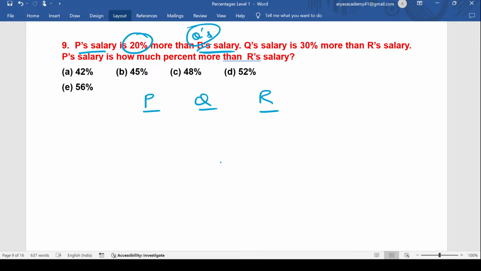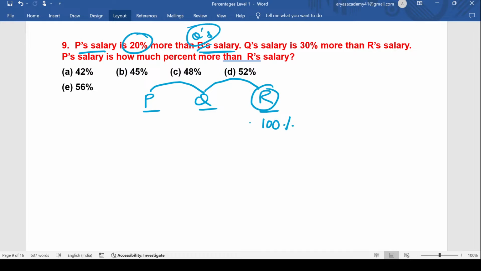P's salary is 20% more than Q's salary, and Q's salary is 30% more than R's salary. So P is being compared to Q, and then Q is being compared to R. So, which is the reference point? Obviously R. If you know R only, you will know Q. If you know Q, then only you will know P. So initially you have to know R to tell the values of P and Q. Hence, R will be considered to be 100%.